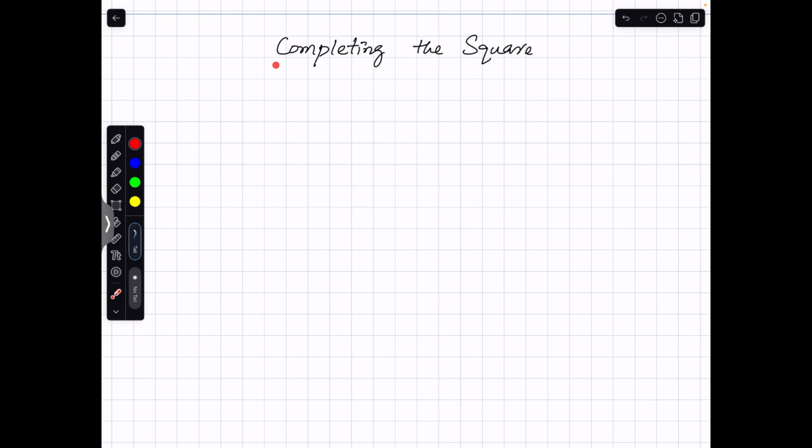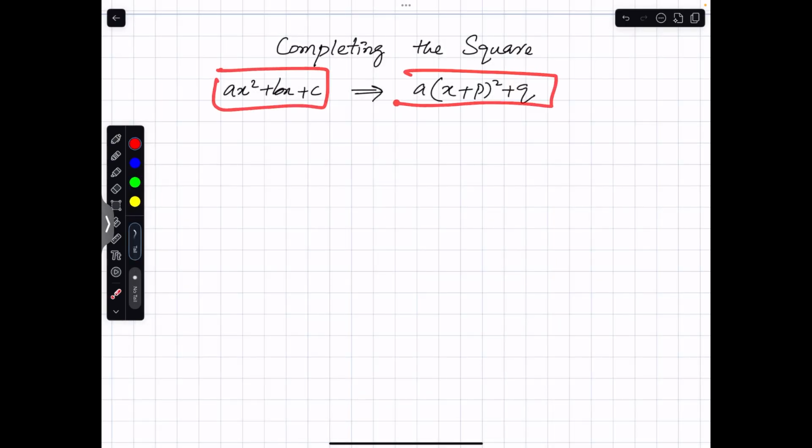Today in this video we are going to learn completing the square of a quadratic expression. So if we write a quadratic expression ax square plus bx plus c in this form, which is a into x plus p square plus q, then this method of transforming this quadratic expression is known as completing the square.